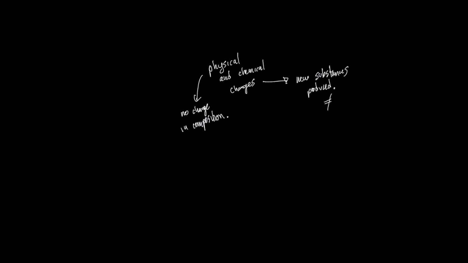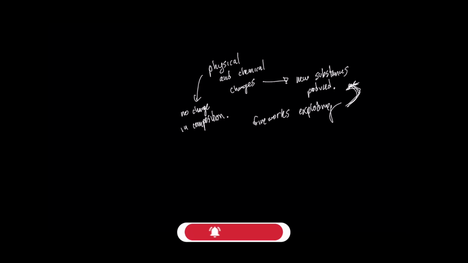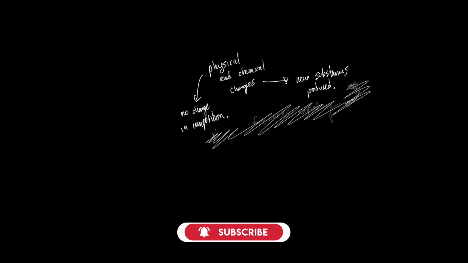All right, let's see if we can get a chemical change going. Let's see, what's a good example of that? How about fireworks exploding. So what do you think about that? This one's pretty obvious, but we do have new substances being produced. It is undergoing a chemical change. It's pretty hard to argue that there is no change in composition with fireworks exploding. So yes, this would be a chemical change.